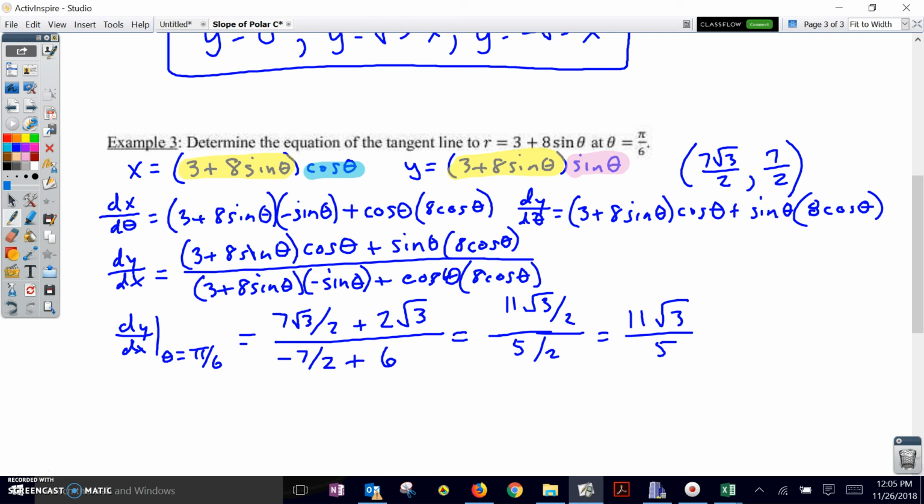And now our tangent line is going to be y minus 7/2 is equal to 11 root 3 over 5 times the quantity x minus 7 root 3 over 2. And assuming that I didn't make any calculation errors along the way, that's going to be our tangent line.